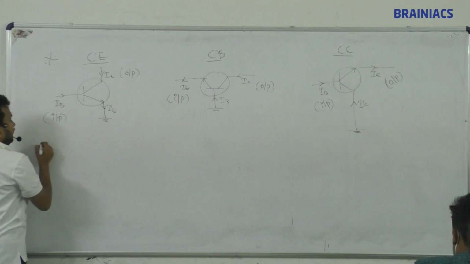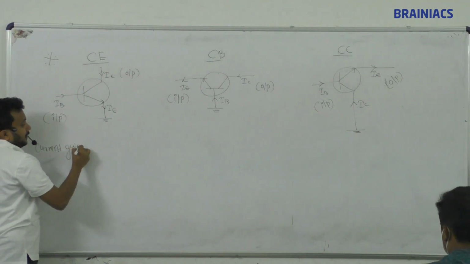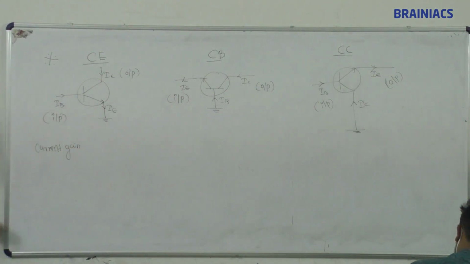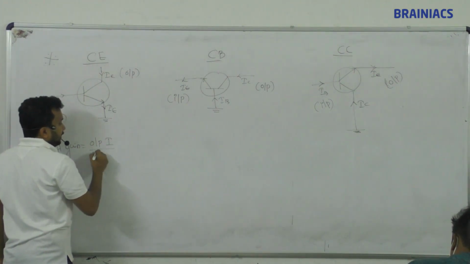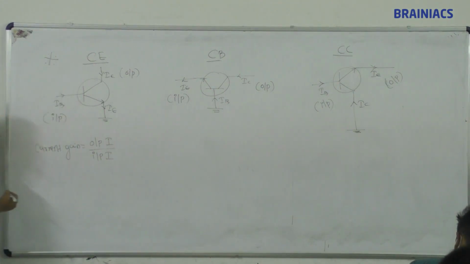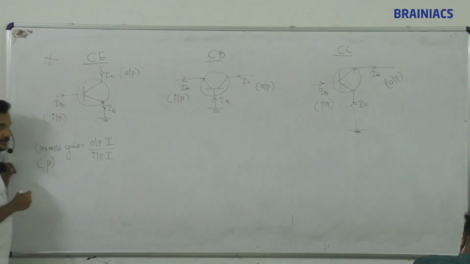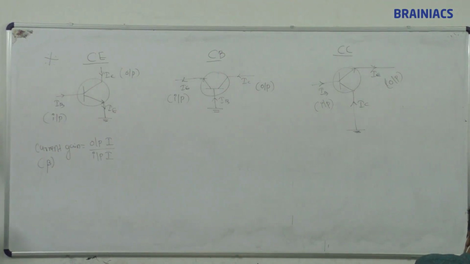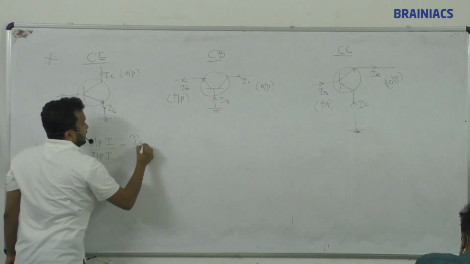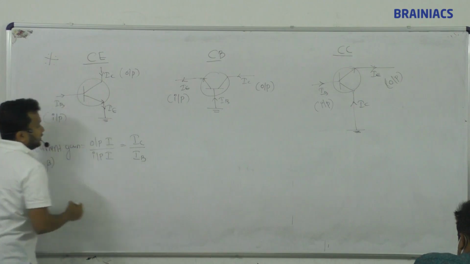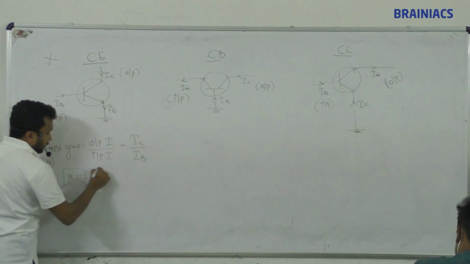Okay, next factor is current gain. Current gain means output current by input current. So current gain equals output current divided by input current. In common emitter, current gain is represented using a letter called beta. What will the output current be here? IC, right? So IC divided by IB. This is important. So beta equals IC divided by IB. You may get one question.